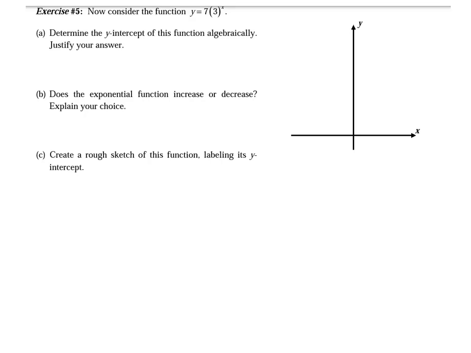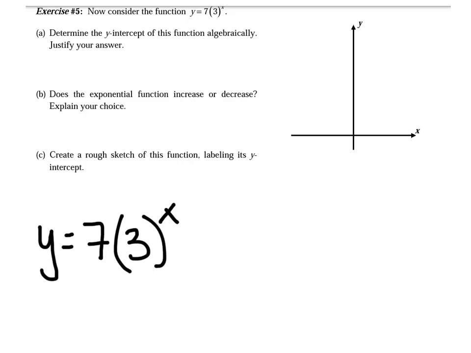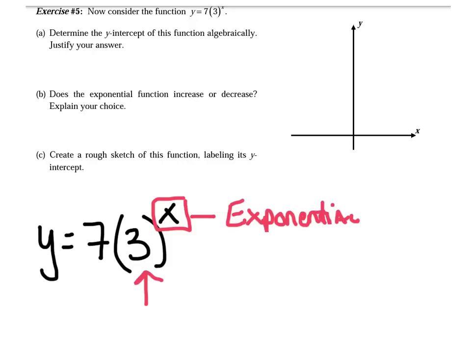Moving on. Exercise 5. Now consider the function y equals 7 times 3 to the x. Let me just tell you what goes through my head as I read this. The first thing I notice is this exponent is a variable. Therefore, this is called exponential. Then I notice my b value is greater than 1. So in my head, I'm saying, okay, this picture better increase. It's bigger than 1. So I get a game plan of what I want this picture to look like in my head.